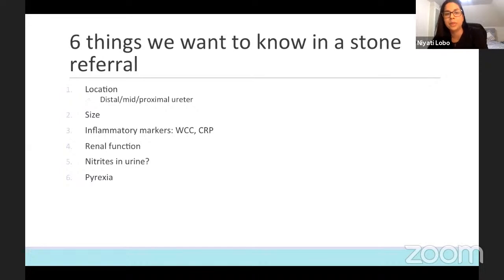That's the one thing that I really want you guys to take away from this today: an obstructed infected kidney is an emergency. The other thing we want to know is whether or not there are nitrites in the urine, because that's a sign of a urinary tract infection, and whether or not they have a temperature. If you give us those 6 things, we'll be ecstatic, because most of the time we only get 2 or 3.